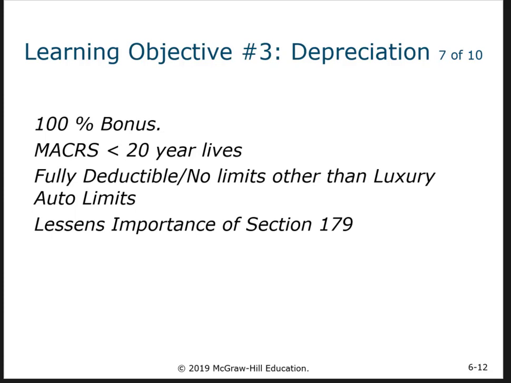So this is a situation where we truly feel that if we let people buy assets and deduct the whole cost of them, they'll actually buy more and build jobs, that sort of thing. One problem is that there are still limits if it is an automobile, a luxury automobile. There are still limits, okay? But almost anything else other than real estate, this applies to.